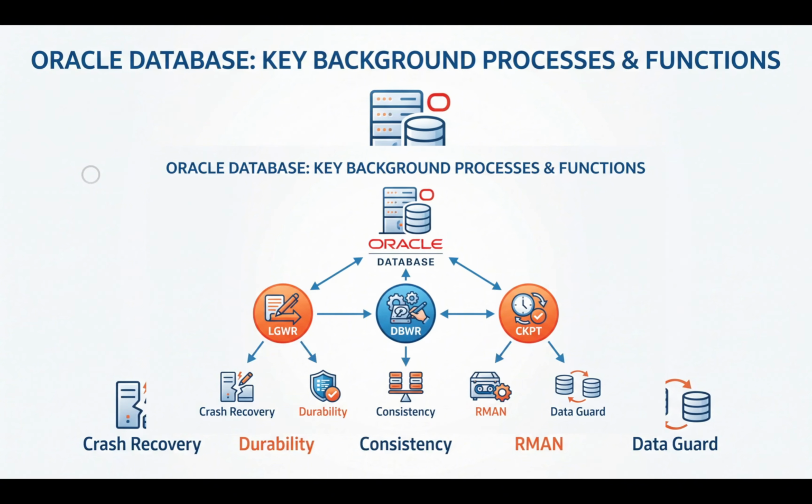And that's a wrap. Let's quickly bring everything together. Log writer protects committed data by writing redo information to the online redo logs. DB writer writes dirty buffers from the buffer cache to the data files. And checkpoint coordinates checkpoints and helps keep recovery information up to date. Each process has its own responsibility, but together they help Oracle maintain consistency, durability, and recovery. And when an instance failure occurs, this mechanism provides the foundation of crash recovery. If you are serious about becoming an Oracle DBA, understanding log writer, DB writer, and checkpoint is definitely a milestone.